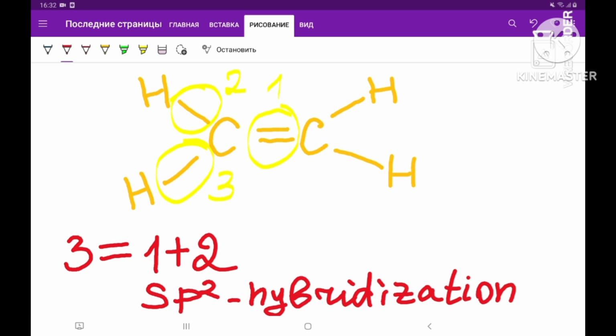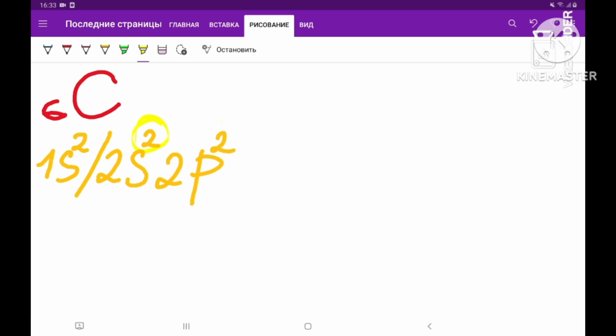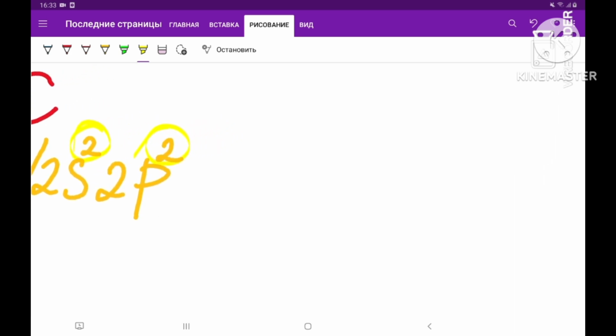Well, and now let's draw it. Let's draw the electronic configuration of carbon. We know carbon is the 6th element. If we write the electronic configuration, it will be 1s2, 2s2, 2p2. So we have 4 valence electrons, and let's now draw them in the energetic diagram. 2s2, and above we draw 2p2.